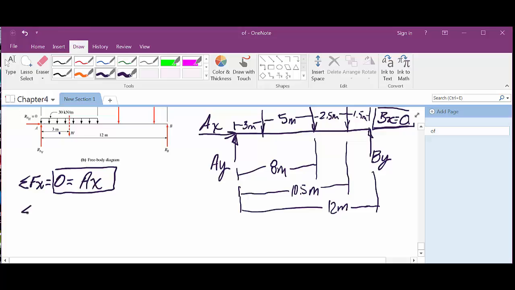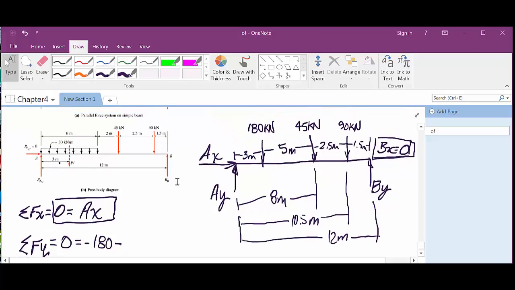So then we'll do a summation of the forces in the Y equals 0. Again, keep it in equilibrium. And now we'll use that 180. Negative 180 minus 45, wasn't it? Minus 45. And again, these are all kilonewtons. Minus 90 plus BY.